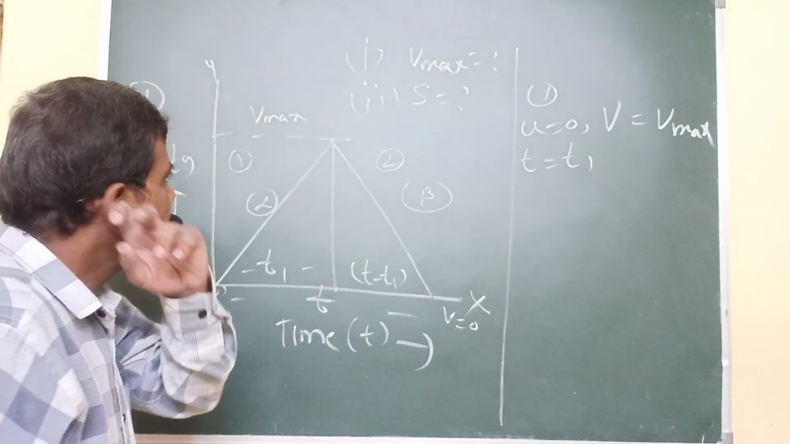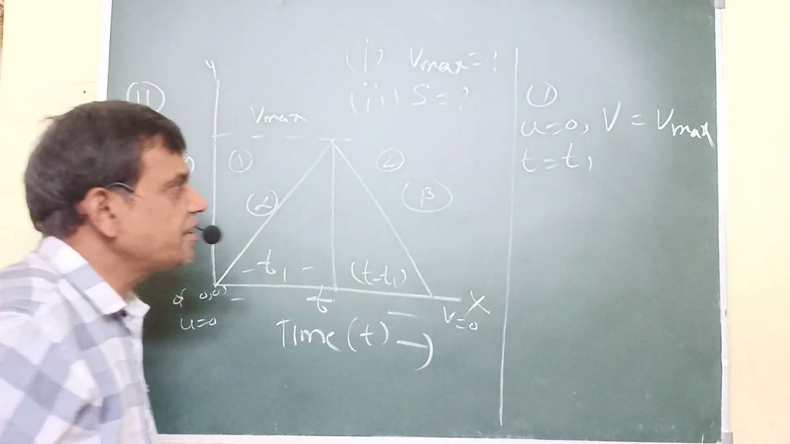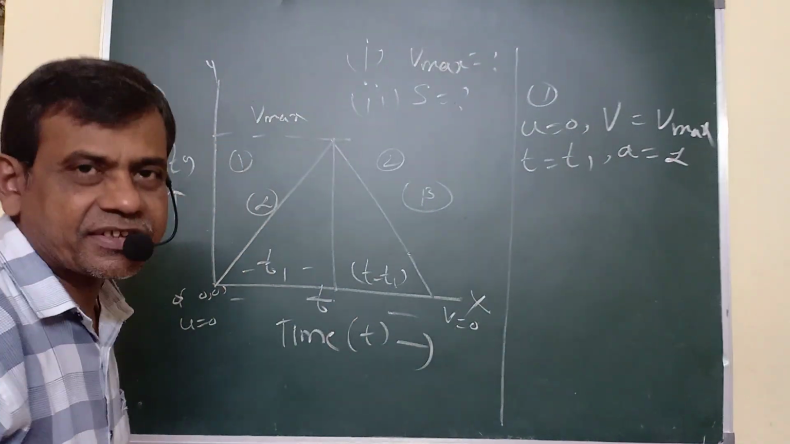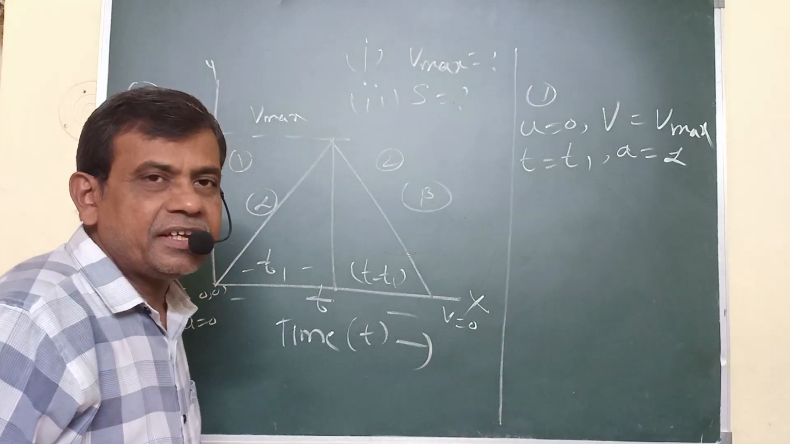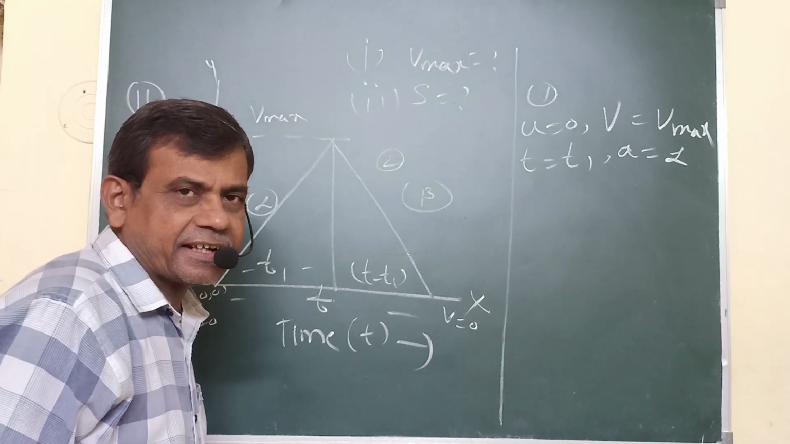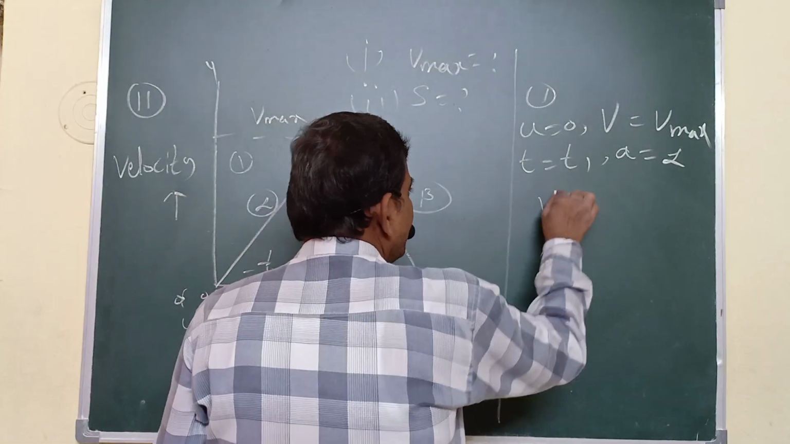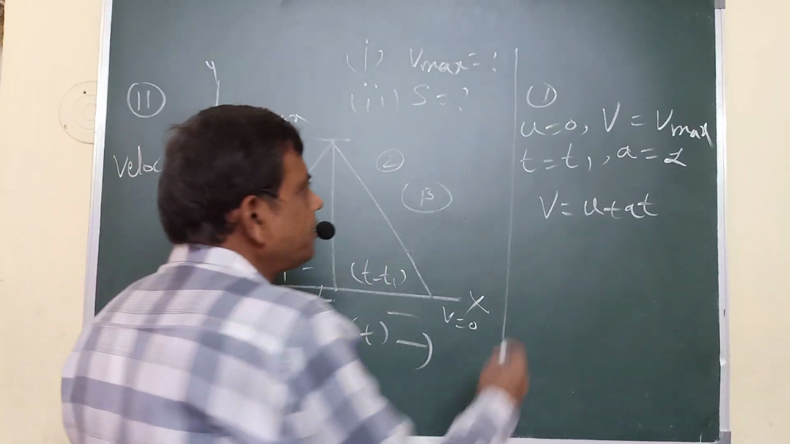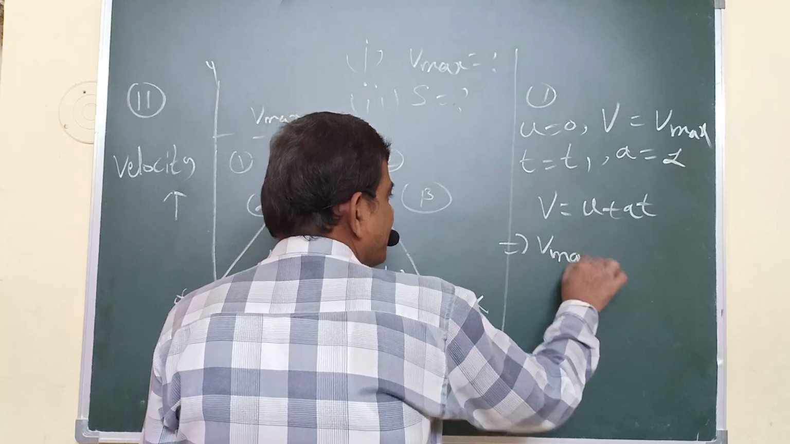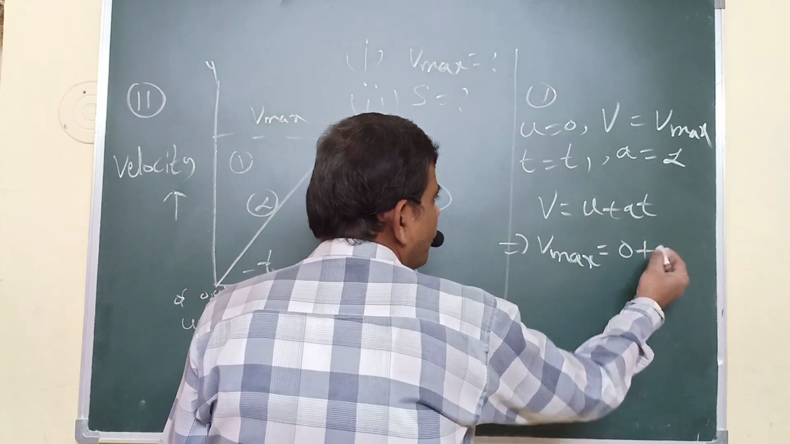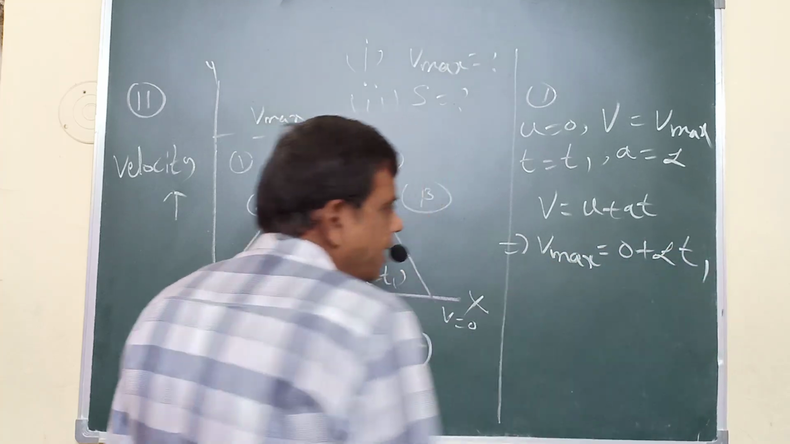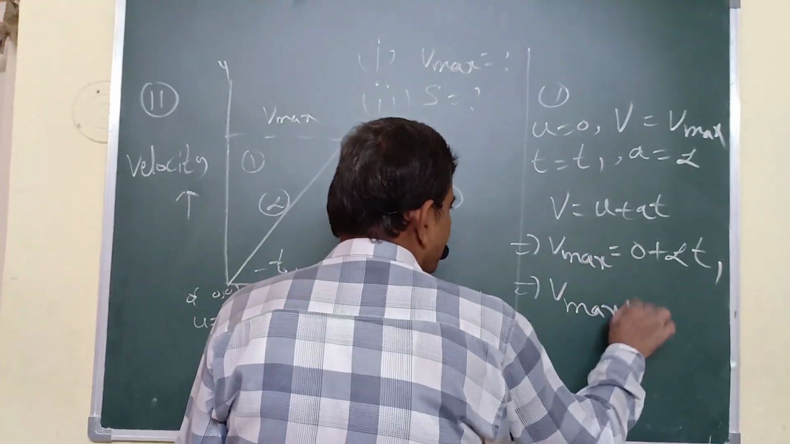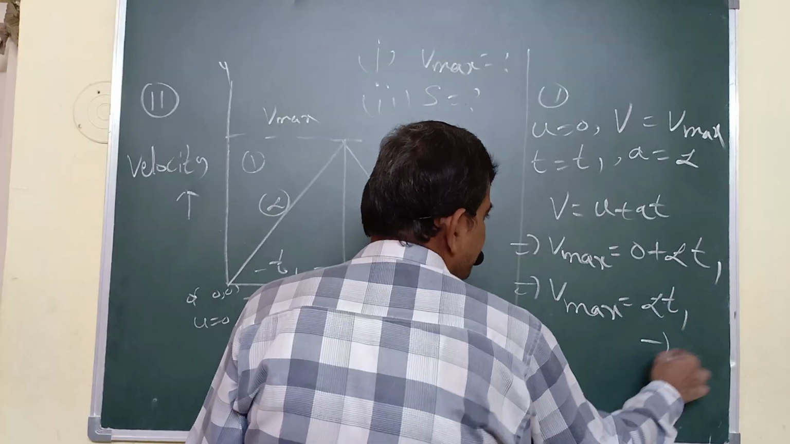Again, now what are we finding? The acceleration here is a equals alpha. Now I am applying the first kinematic equation, which is v equals u plus at. In this, v is V maximum, the initial velocity is 0, the acceleration is alpha, and the time is t1. Now what I am getting is V maximum equals alpha into t1. Take this as my first equation.